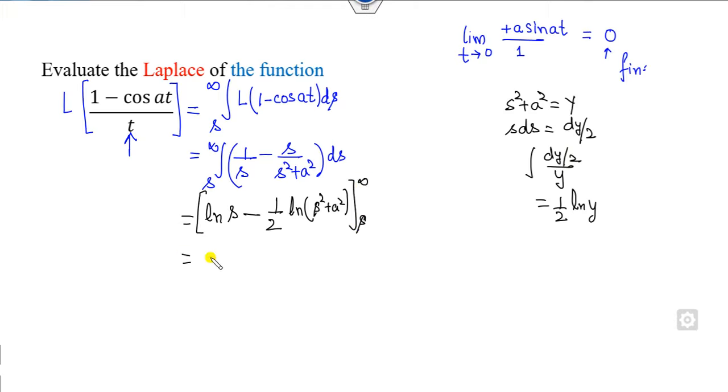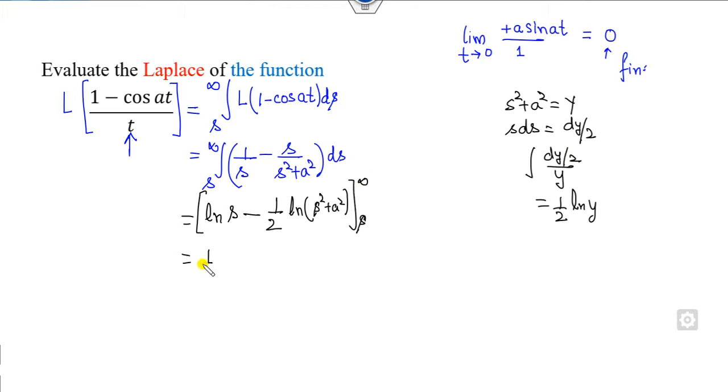I can take 2 as the LCM. So half ln of s square. Why? Because if you take the LCM 2, then it's 2 ln s. It will be ln of s square minus ln of s square plus a square. Now again I can apply ln of a minus ln of b is ln of a over b, from s to infinity.